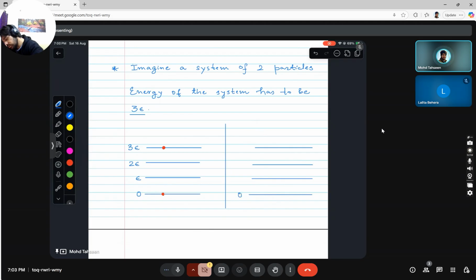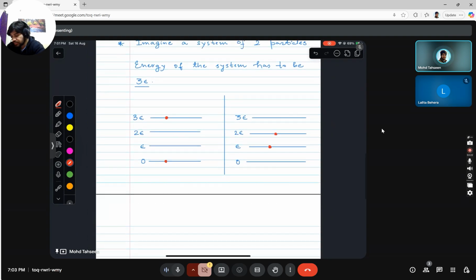This is 0 energy, this is epsilon energy, this is 2 epsilon, this is 3 epsilon. Now another way to arrange this system would be to have one particle at the energy level of 2 epsilon and one particle at the energy of epsilon, right? So in both these systems, we have two particles and the total energy of the system is 3 epsilon, right?